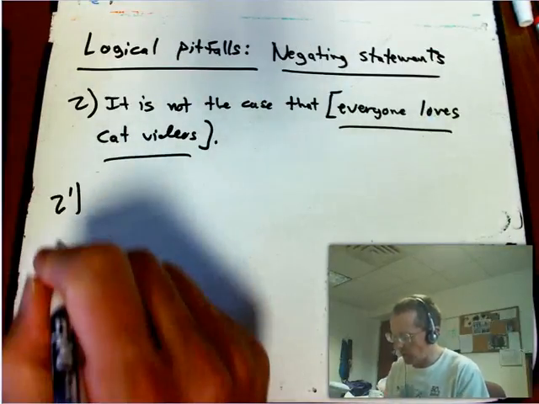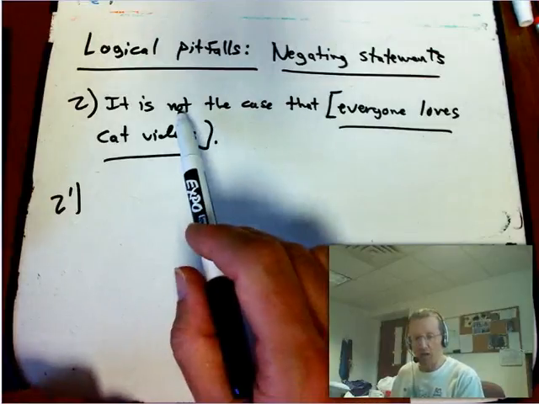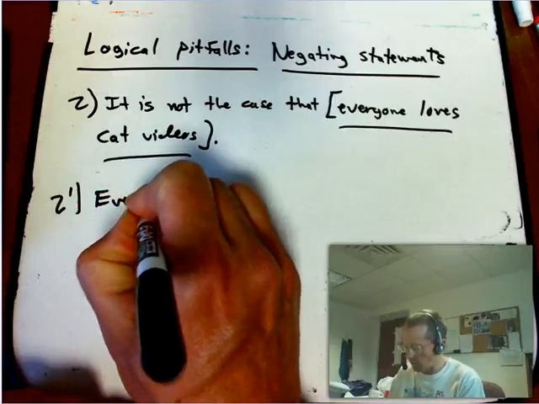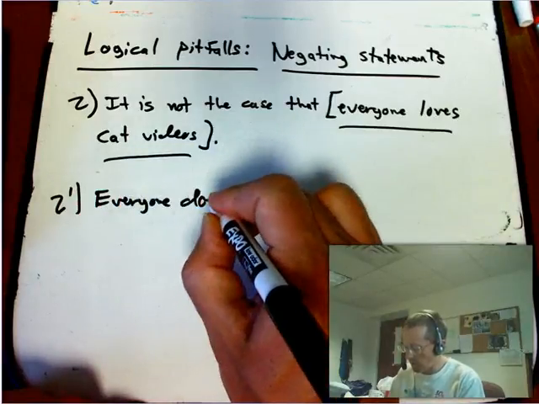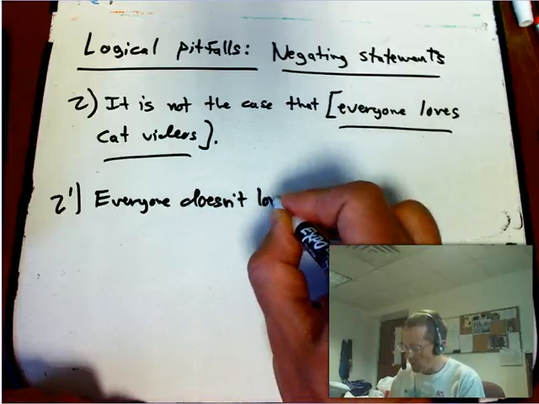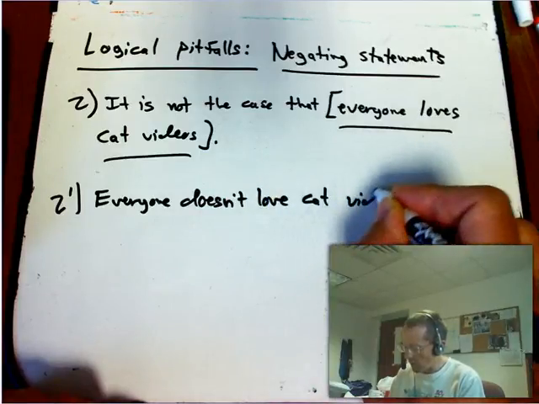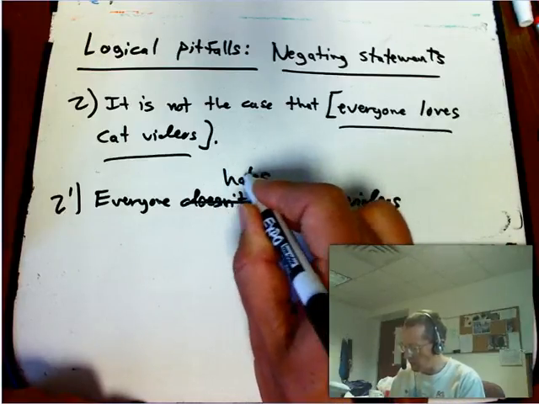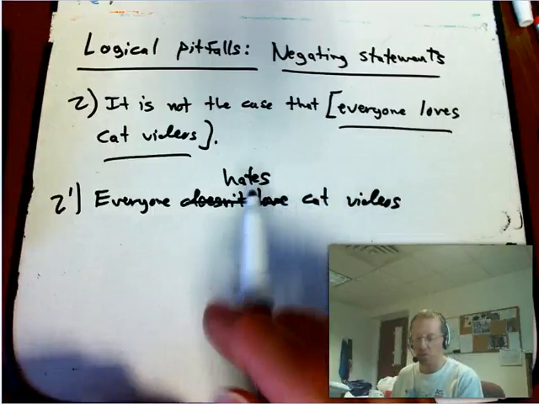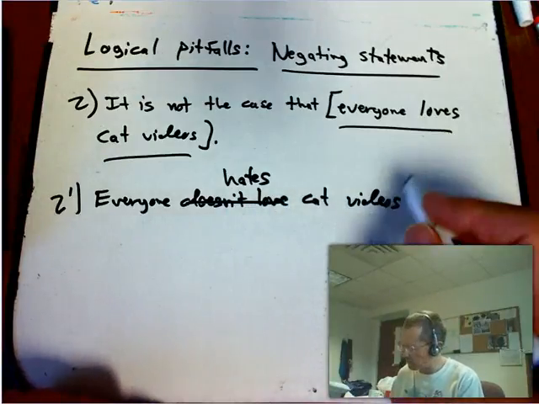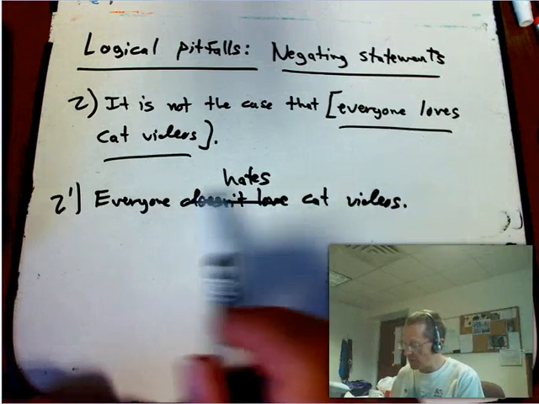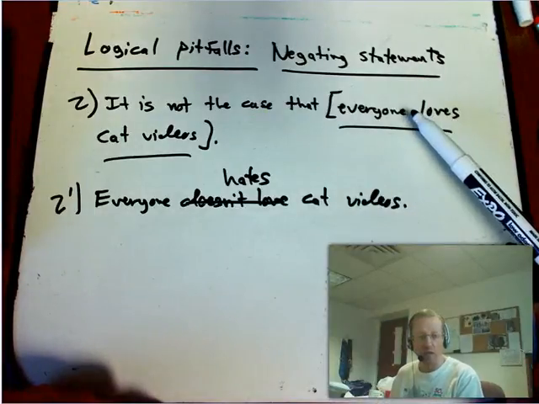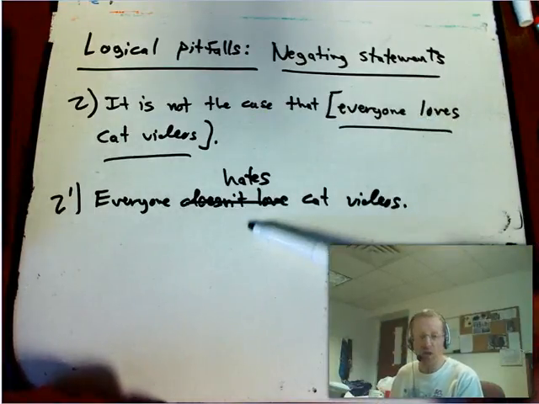So someone might say, oh, okay, I'm just going to take this not, and I'm just going to put it in front of that verb there. We could say everyone doesn't love cat videos, or let's just translate that to everyone hates. That's not exactly the negation, but let's be rough. Everyone hates cat videos. It's not the same thing. This is not the negation of the statement. All I'm saying is it is not the case that everybody loves cat videos. That doesn't mean the other extreme, that everyone hates cat videos.